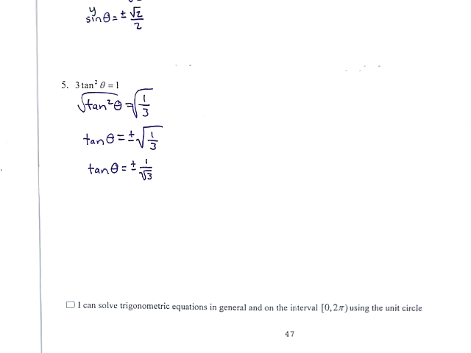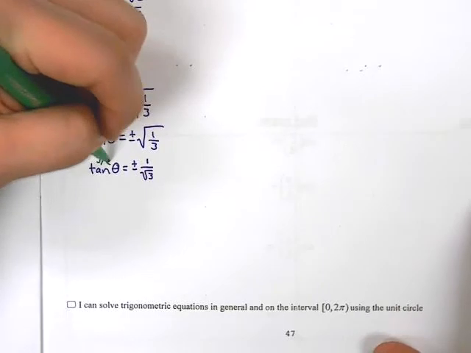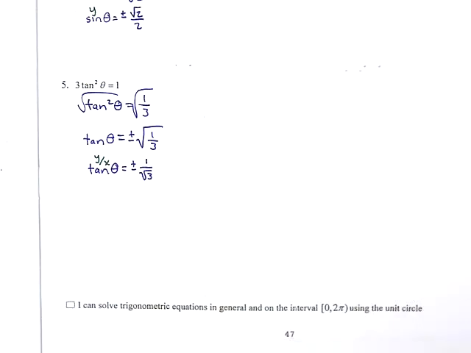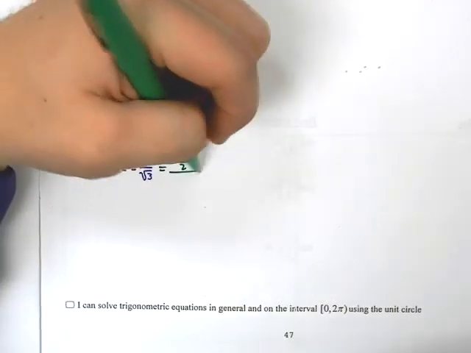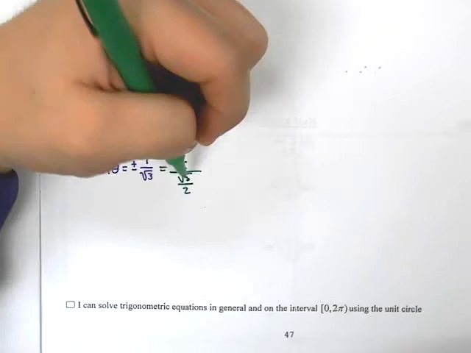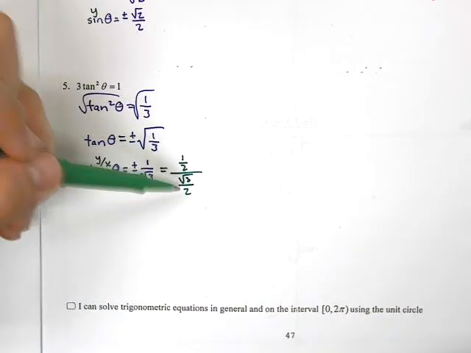Okay, this is good. I don't even think I want to rationalize this, guys, because tangent, if we remember, is y over x. And I can use my trick. I can say that this is really 1/2 over root 3 over 2. So now I can see my y's and my x's.